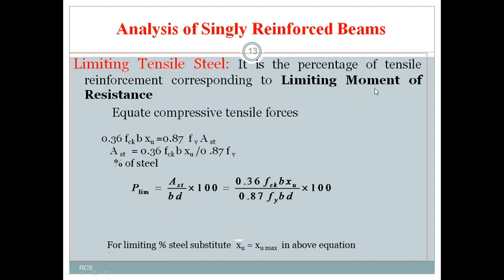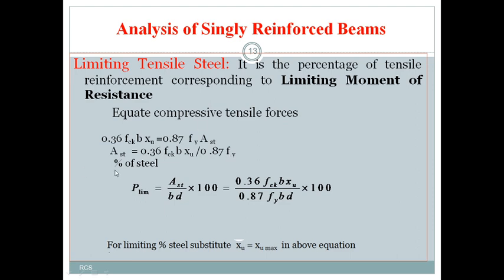We know that for calculating the limiting tensile steel, or maximum percentage of tensile steel in a section, we have to equate compressive and tensile forces. The compressive force is 0.36 FCK B into XU, which is equal to 0.87 Fy AST. From this equation we can calculate AST. AST is nothing but 0.36 FCK B into XU by 0.87 Fy.